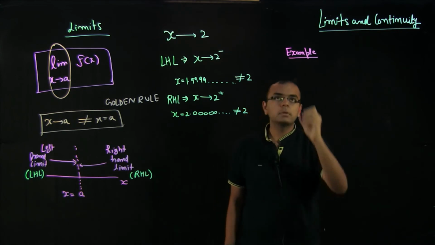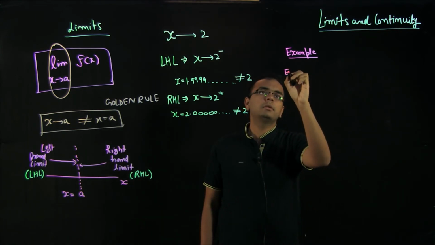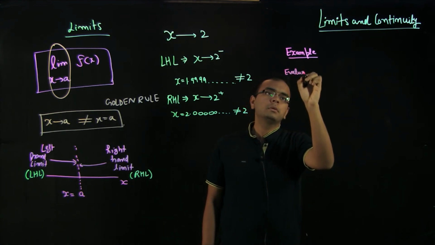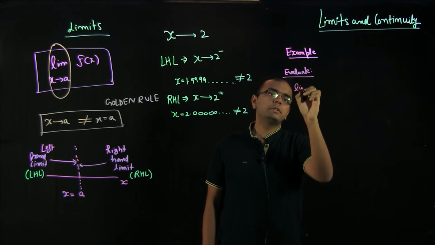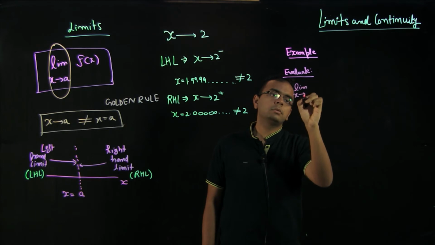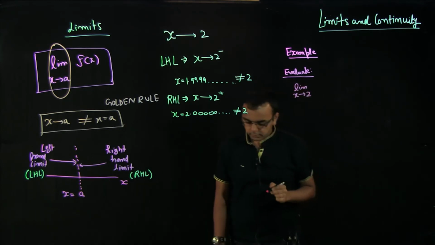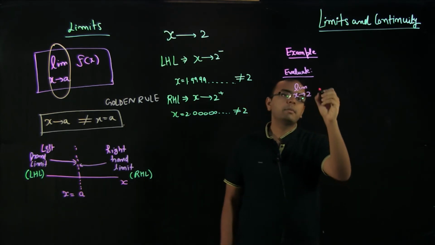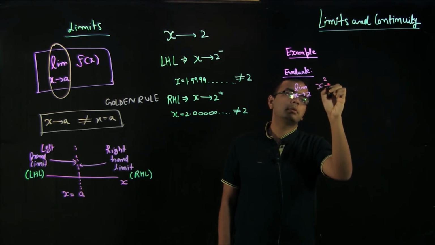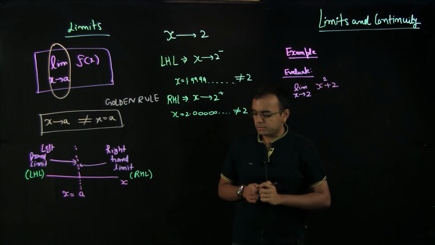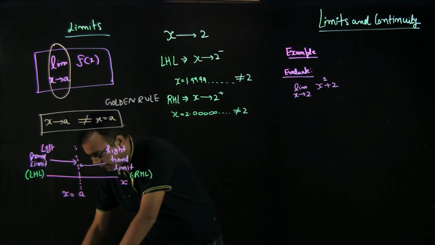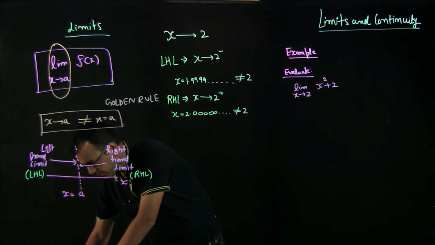So the question says evaluate limit x tends to 2 of x square plus 2. Okay, so we have to evaluate limit x tends to 2 when the function f(x) is x square plus 2.